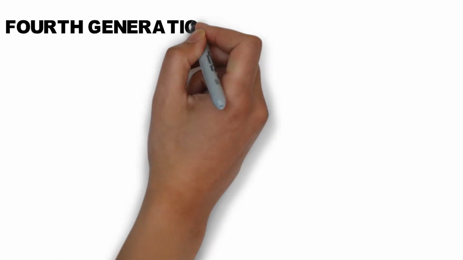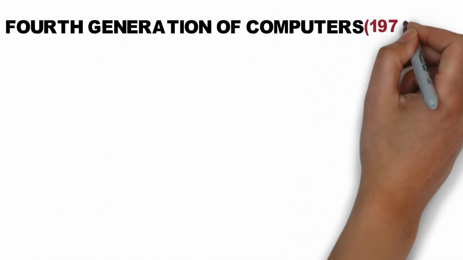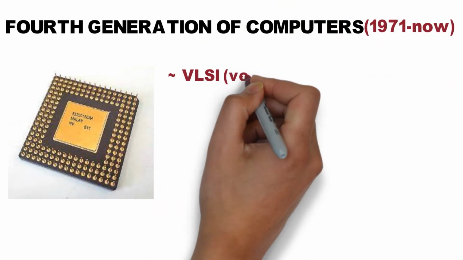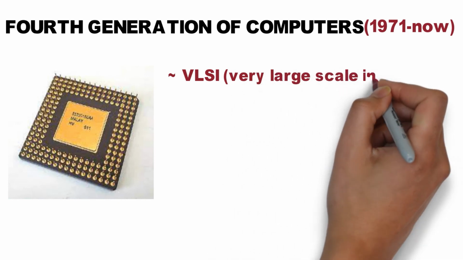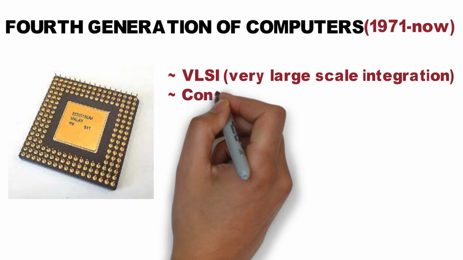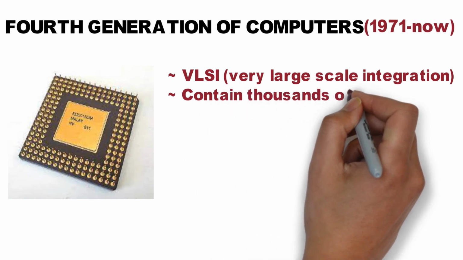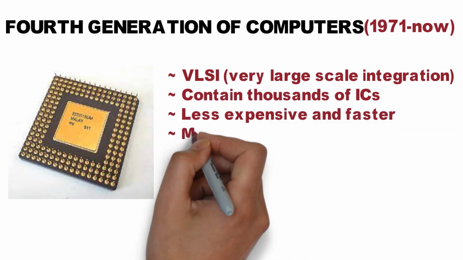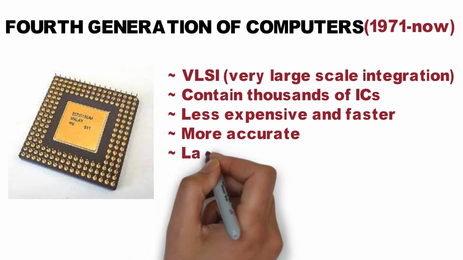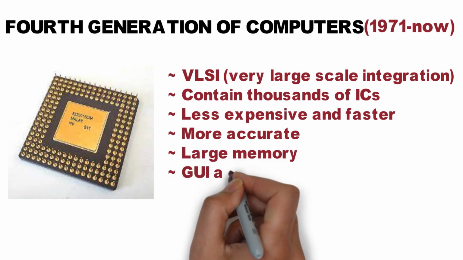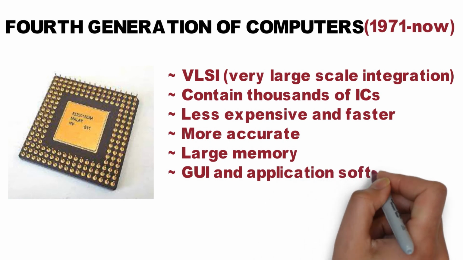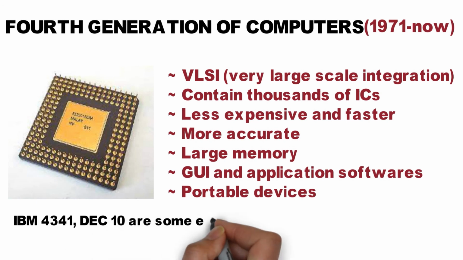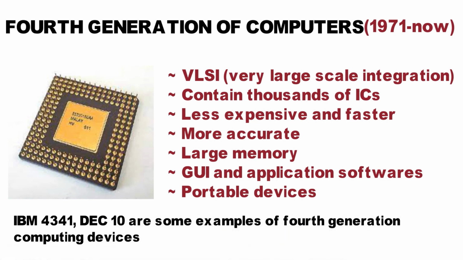Microprocessors, which used VLSI, very large scale integration technology, to contain thousands of ICs on a single silicon chip, were introduced in 1971, kicking off the fourth generation of computers. As a result, the computers were compact and portable. They were less expensive and could work at a faster rate with more accuracy and dependability. They have more memory, which resulted in an explosion in the creation of graphical user interface software, application software, and portable devices. IBM 4341, DEC-10 are some examples of fourth generation computing devices.